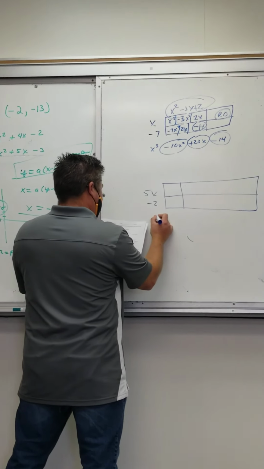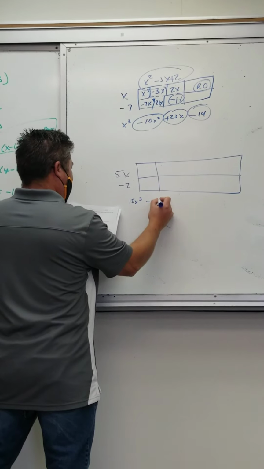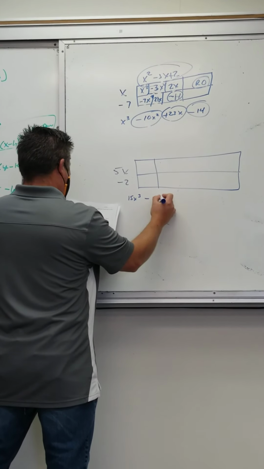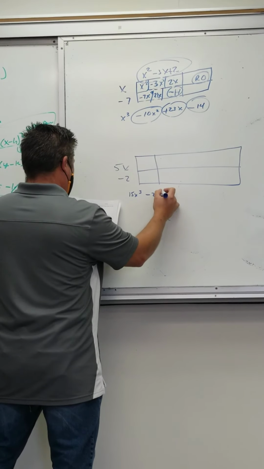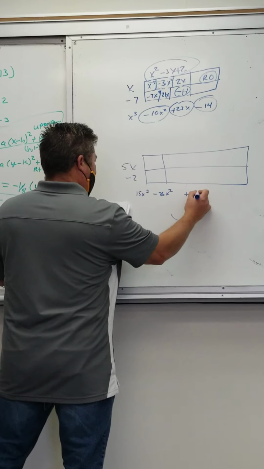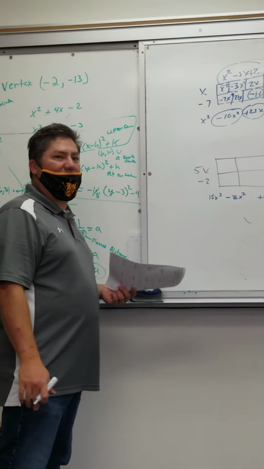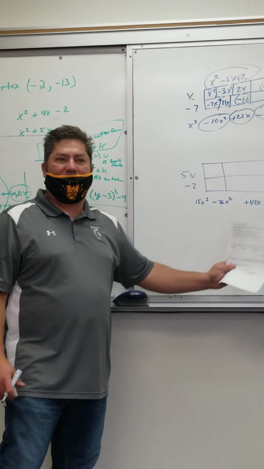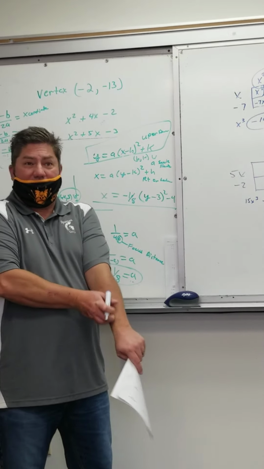Okay, and that is that I have 15x cubed minus 26x squared plus 43x, and then minus 14. I'm just going to write that along the bottom. It has nothing to do with anything. It's just helping me along the way. But I like doing that. It makes it easier.